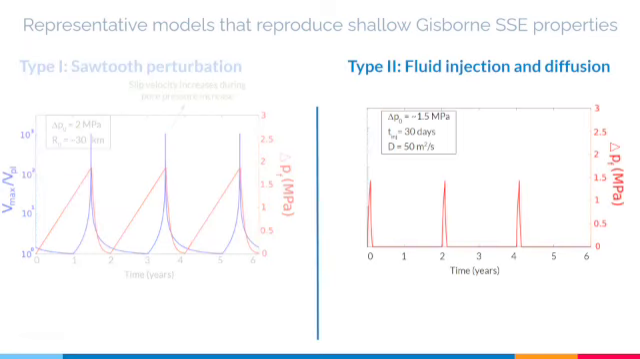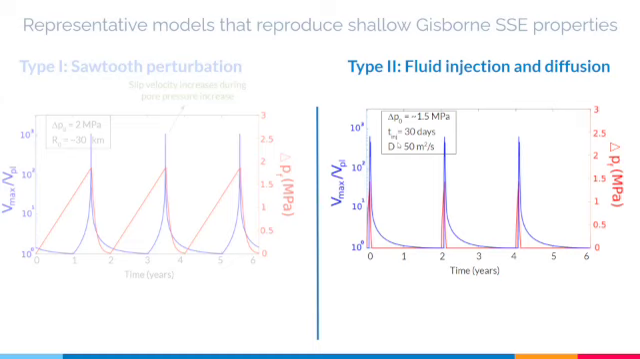For the next perturbation, we assume fluid is injected at the center of the fault over 30 days. And the maximum pore pressure change is about half the background stress, 1.5 megapascals. And we assume a very large diffusivity of 50 meters squared per second. And again, in this case, we find that there are transient increases in the maximum velocity on the fault.